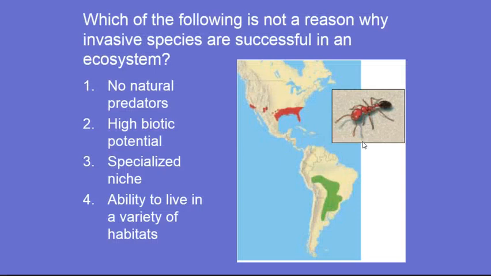All right, so which of the following is not a reason why invasive species are successful in an ecosystem? They have no natural predators, they have high biotic potentials, specialized niches, or an ability to live in a variety of habitats.